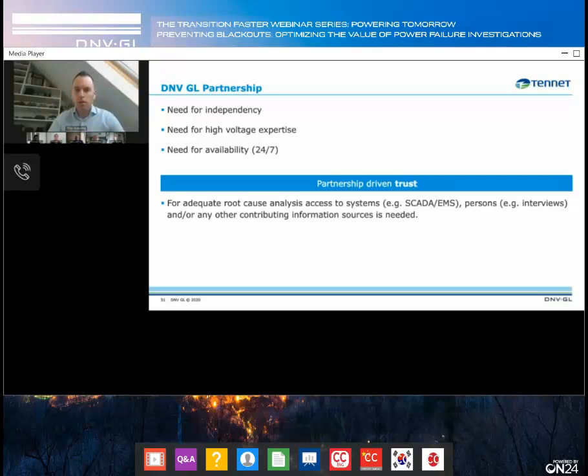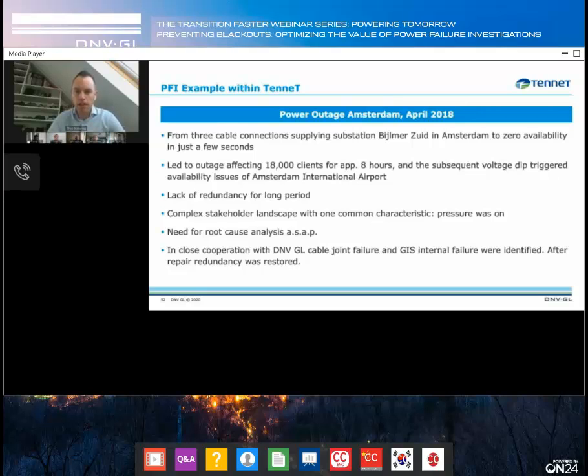It's a quite recent example of a power outage in Amsterdam in April 2018. The standard situation was that we had a substation called Belmer Zuid, somewhere in the middle of Amsterdam, that was supplied by 3 cable connections from 2 directions, and all the cable connections were lost in just a matter of seconds. So we actually lost the whole substation in our grid. Well, that led to an outage that affected 18,000 clients for almost 8 hours.